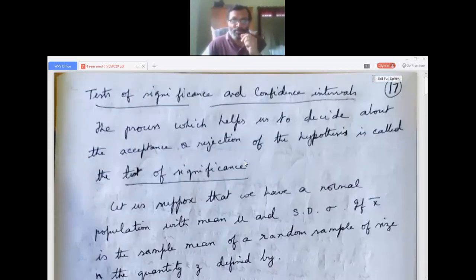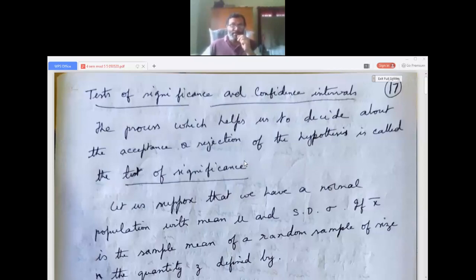Okay, let us suppose that we have a normal population. Population means the items which are under study here in statistics are called as population. Now let us suppose that we have a normal population with mean mu and standard deviation sigma.